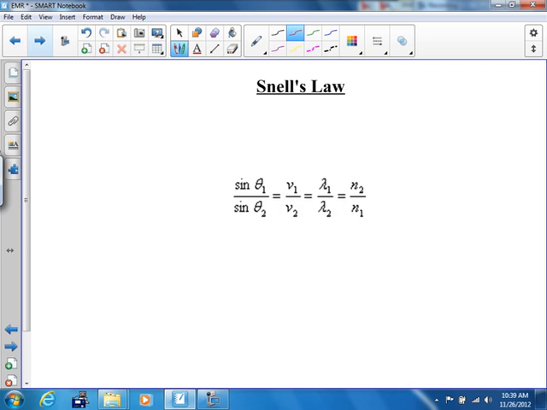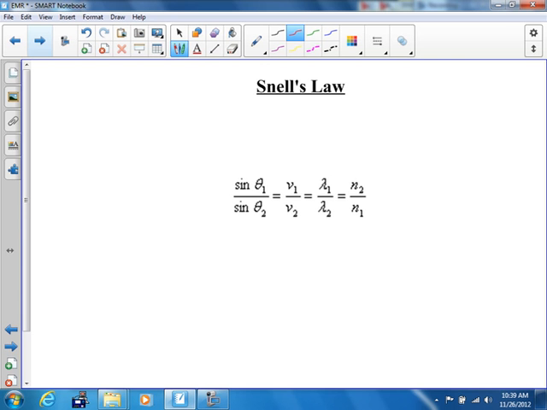Well, what's this? Snell's Law. Not snail's law. Snell's Law. Snails travel really, really slow. Light travels really, really fast. So it's Snell's Law, not snail's law.